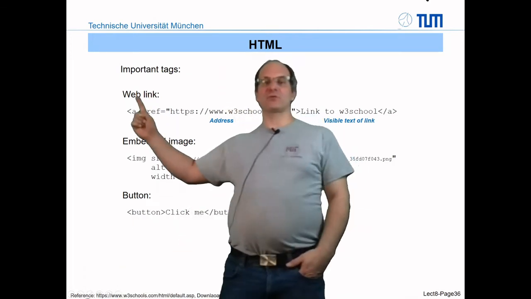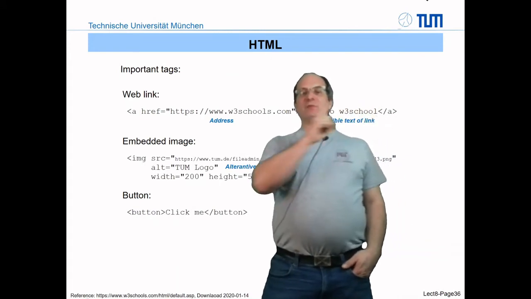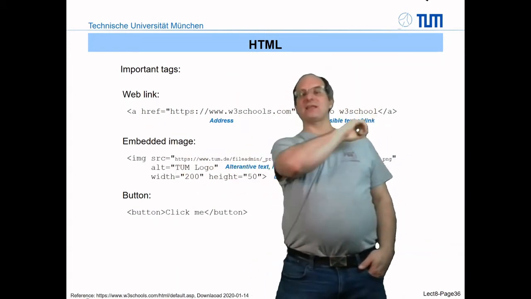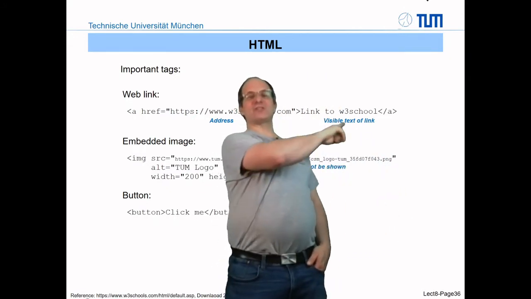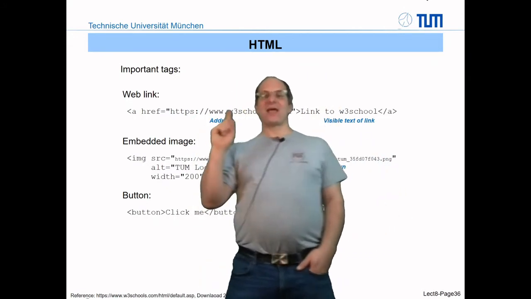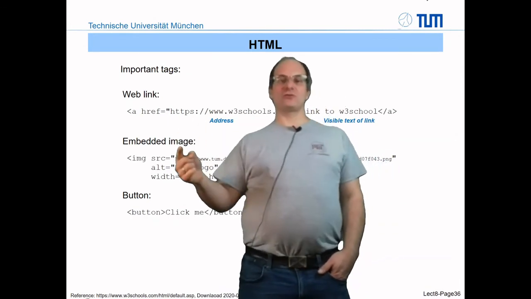This means you start with an A and you end with an A. In between the A start tag and end tag, you have the name which you see in your document, and the attribute here describes the link where it goes to.